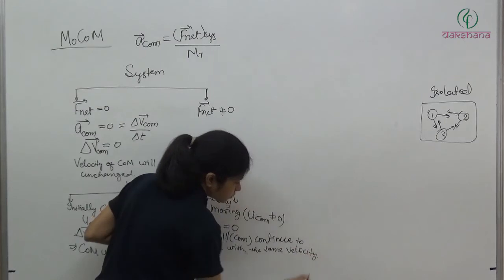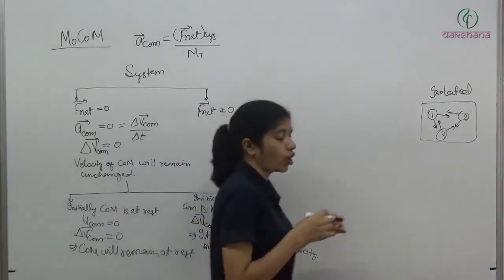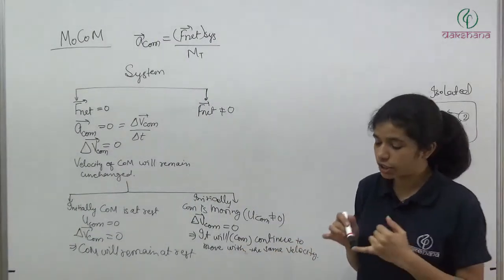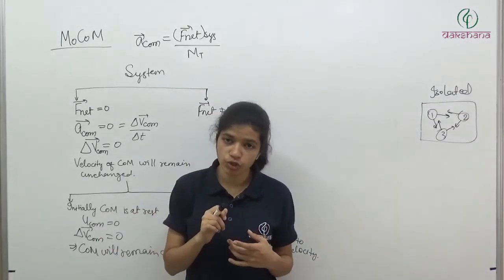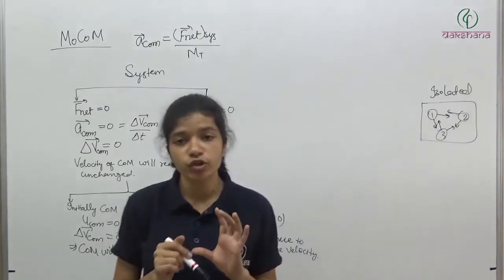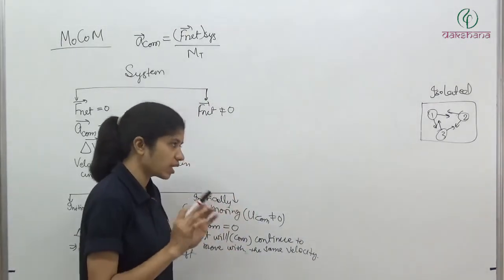Clear? So if the net force acting on a system is 0, then acceleration of center of mass is 0, velocity of center of mass is constant. If center of mass was at rest, it is going to remain at rest. If it was moving with some velocity, it is going to move with the same velocity.